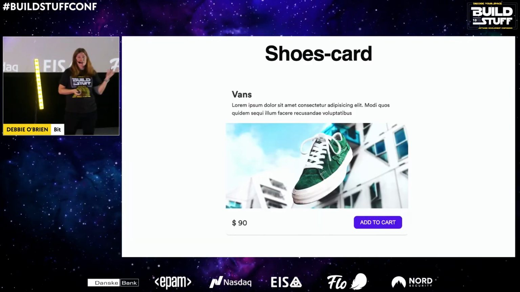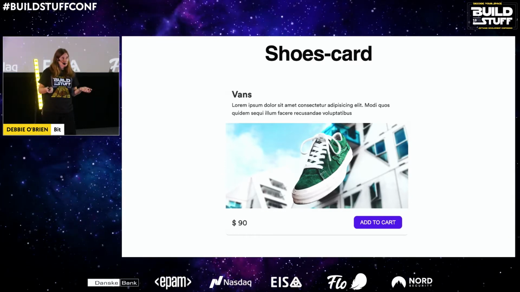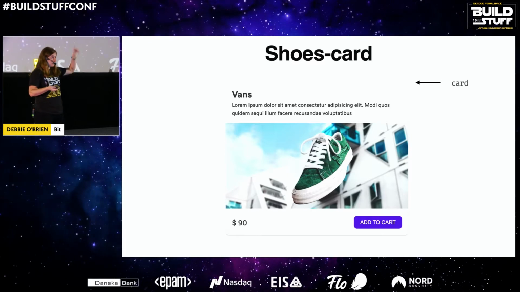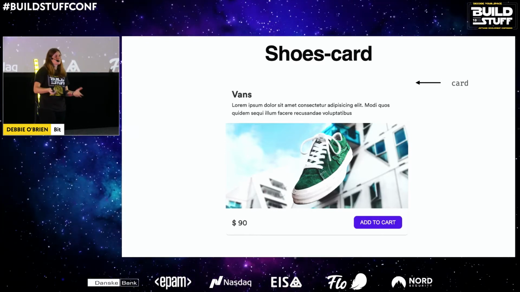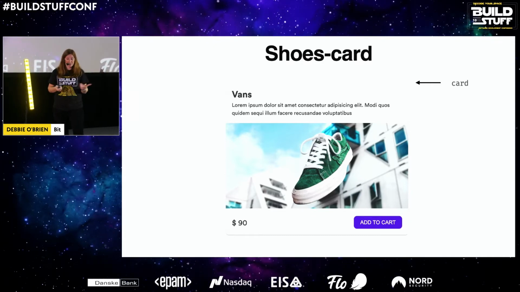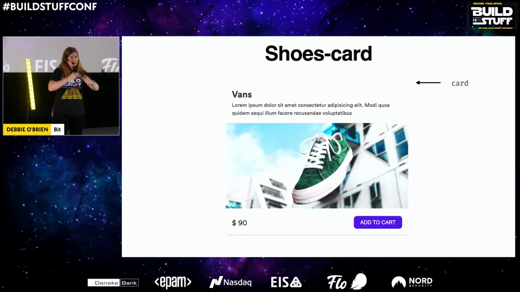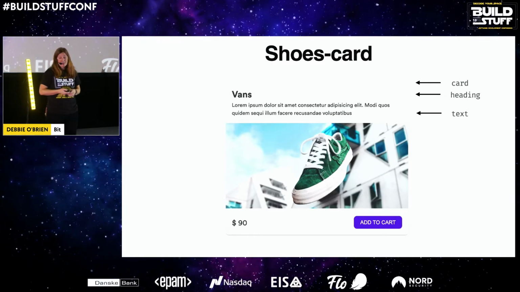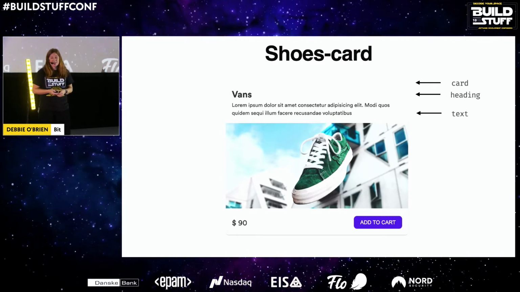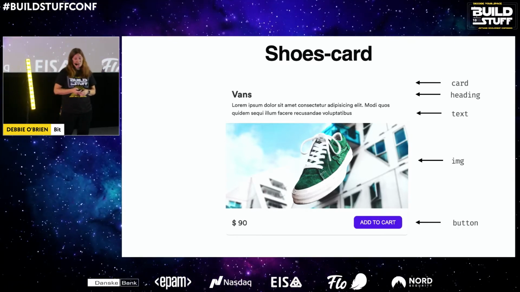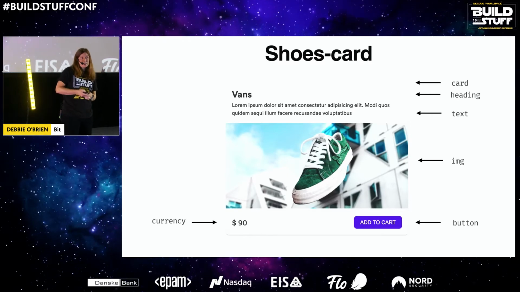So here's my shoes card. This is just an example. And how I built this card, for example, it's made up of the card. So the card is just an empty card, but it controls the border, the shadowing, the rounded border, etc. So it's very simple. It's got children, you put whatever you want inside. And then the heading is a component. The text is a component. The image is a component. The button is a component. And the currency is a component.